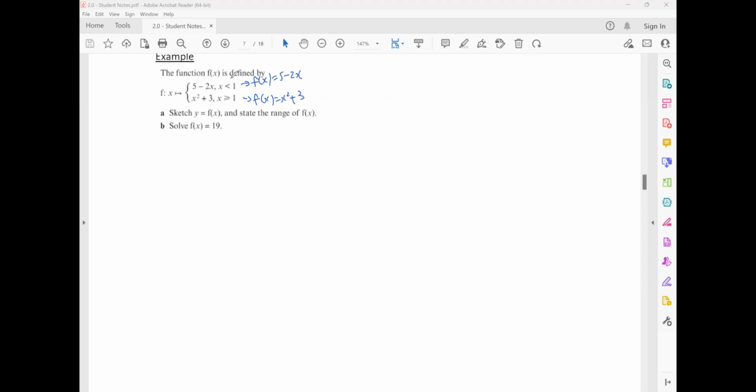Now, because the graph is disconnected, we've got two parts of the graph, so we have to do it one by one. We'll draft each graph and combine them into one final answer. So let's do the first graph, y equals 5 minus 2x. When x is 0, y is 5. When y is 0, x is 2.5. That means the graph looks like this.